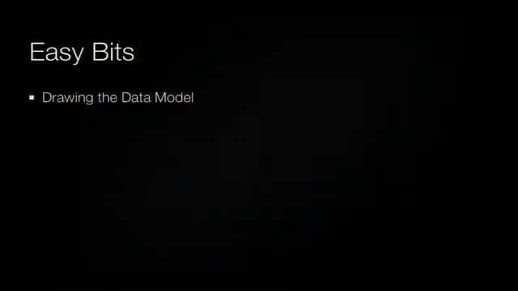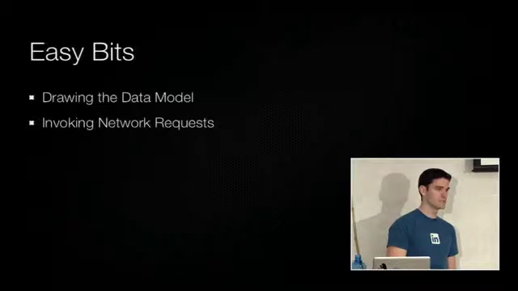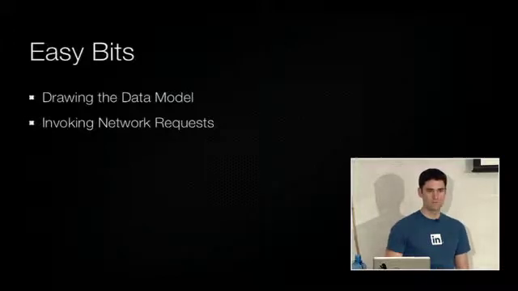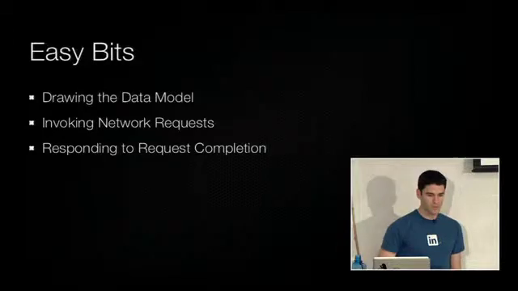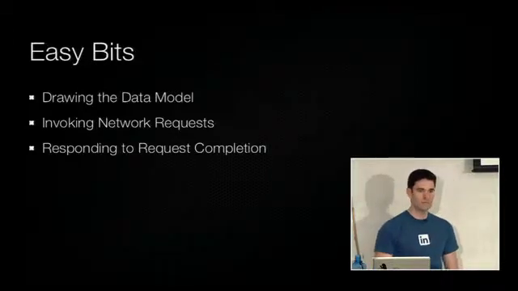There are things that are easy about this sort of design approach. Drawing the data model in CoreData is very easy. You put a couple of entities on the screen, give them some properties, and hook up the relationships. Invoking network requests is also pretty easy. I'll go through a little bit of an NSOperationQueue based architecture for how you actually invoke and handle your network communication. And responding to request completion is easy as well, right? This is something that a delegate callback can handle from the operation pretty simply.